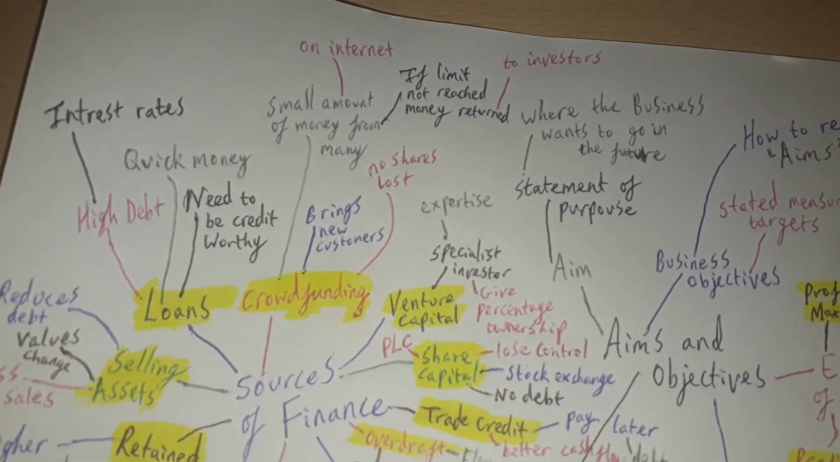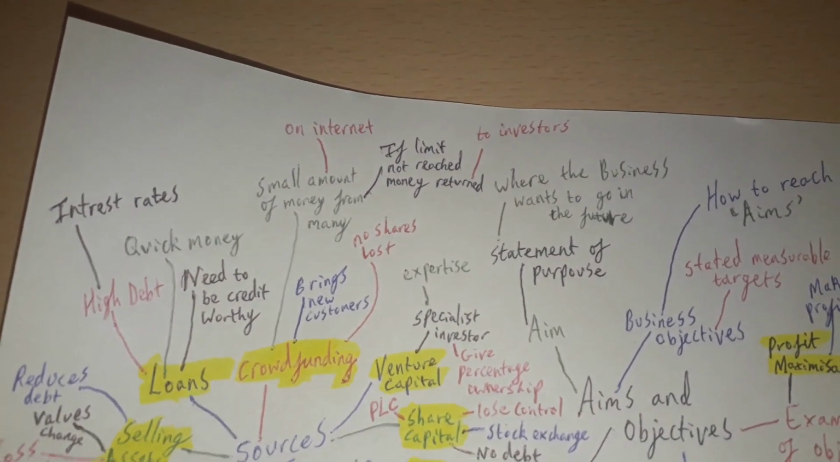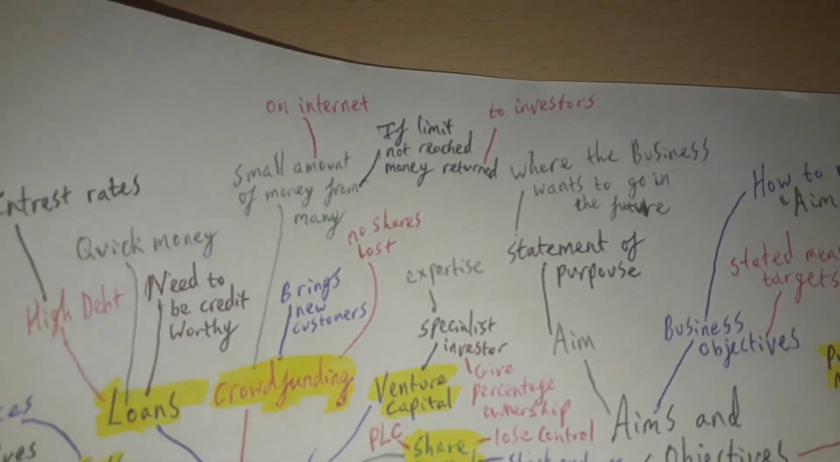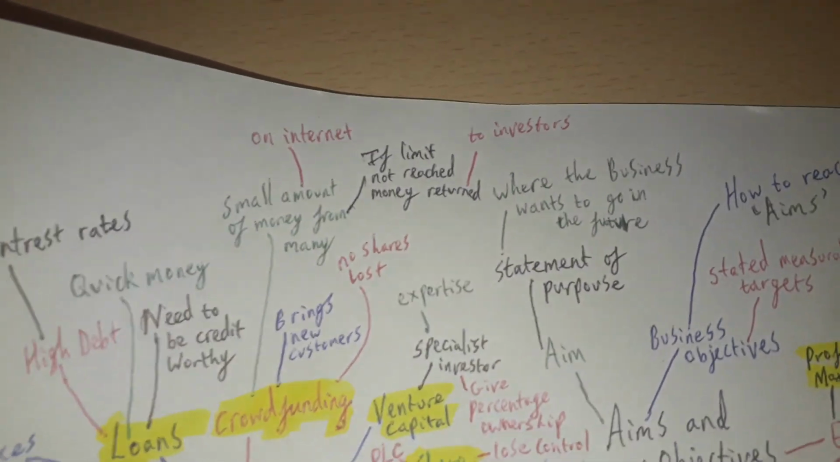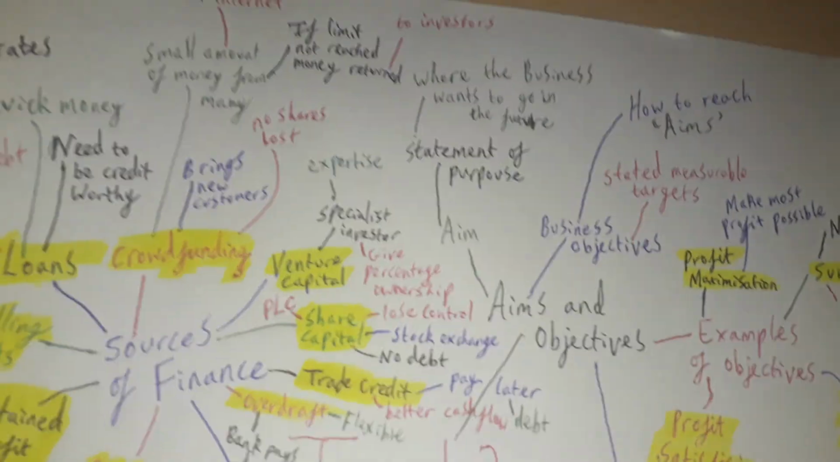Also, no shares are lost because you normally end up giving them products, or you send them out products after the campaign. But one bad thing is if the limit of money that you were asking for is not reached, the money is returned to the investors, which means you could end up with nothing at the end of the day, which could be pretty bad.